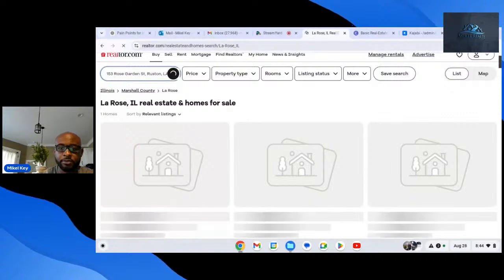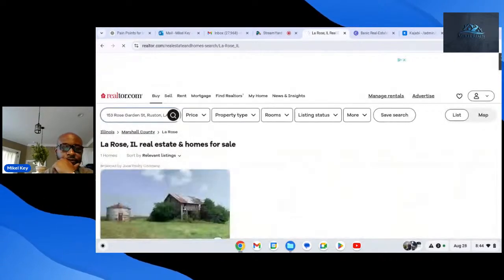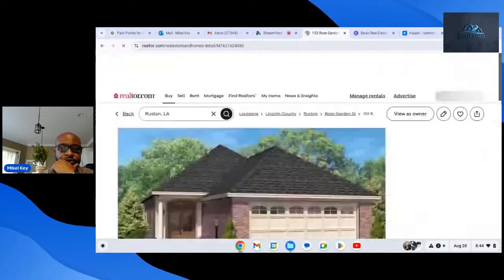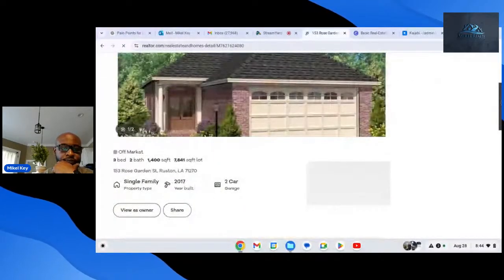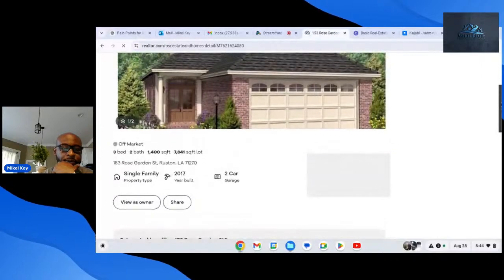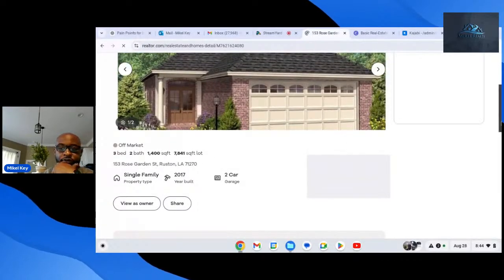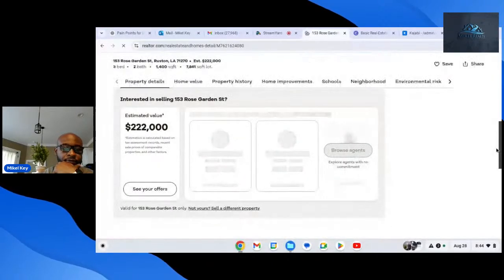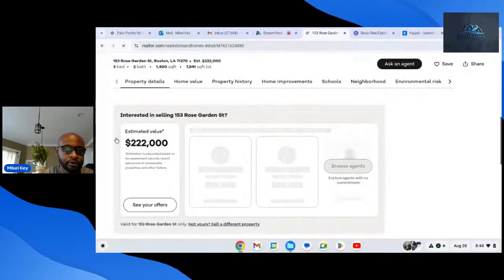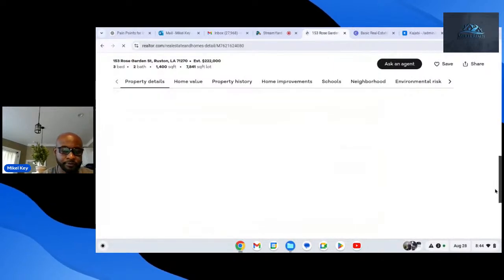Just bear with me a second. It's taking a little while to come up, but I want you to really understand this. All right, so here's 153 Rose Garden Street. It's an off-market property, 3-bedroom, 2-bath, 1,400 square feet. And this is on realtor.com, guys. The estimated value is $222,000.